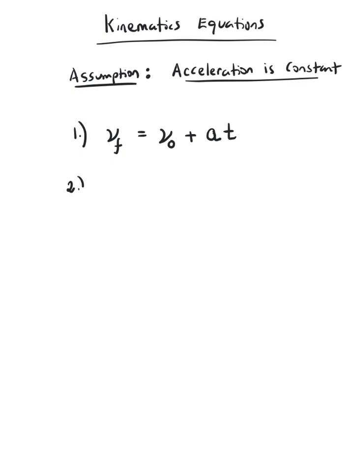Okay, the second kinematics equation allows me to calculate an object's displacement. How far does it travel in the x direction based on a few variables? So delta x, that's the displacement of an object in the x direction. How far does it travel in the x direction? I can calculate this for an object based on the object's acceleration. So I have a term 1/2 times acceleration times time squared plus the initial velocity v naught times time.